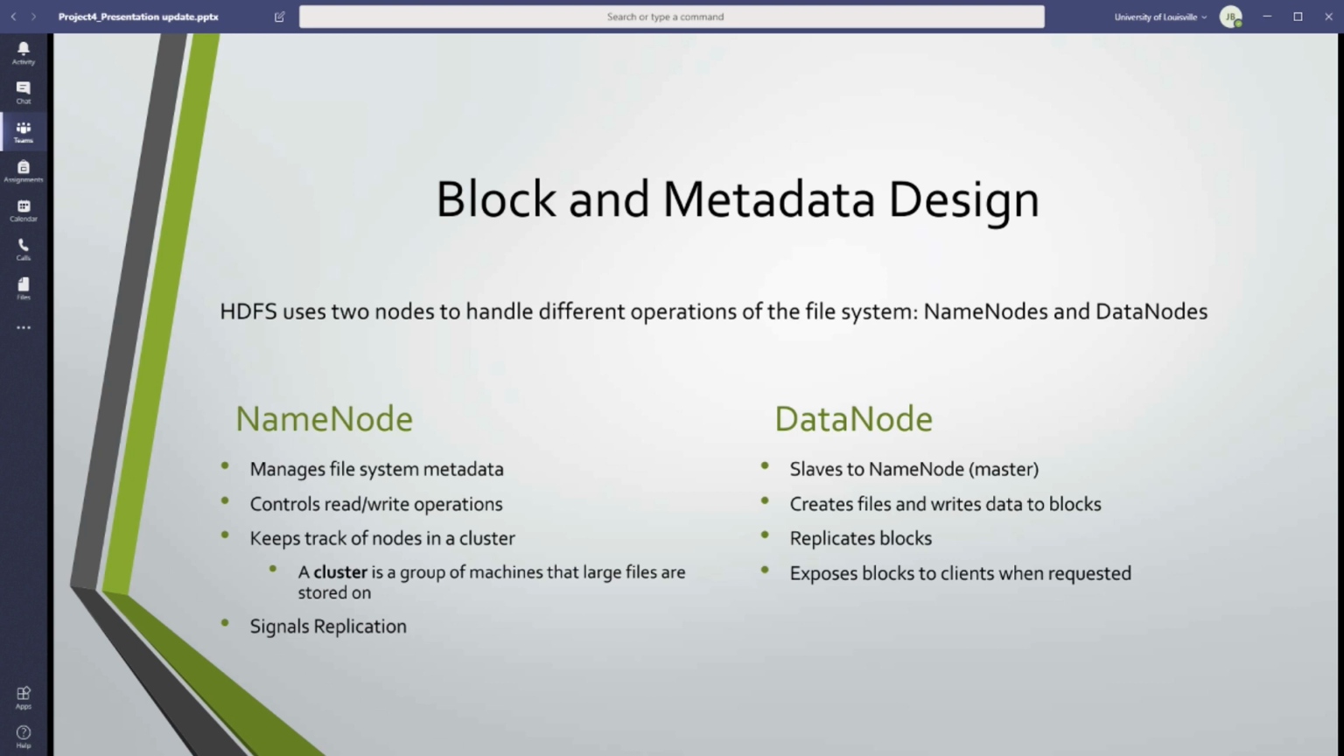And data nodes are slaves to the name node, so when the name node signals replication, then the data node will execute that replication. Same thing with the write operations. When a client wants to write, the name node will tell the data node what to write, and then the data node will write it onto a block. So the data nodes can write, but they can also create files. The data nodes also expose the data to clients when it's requested.